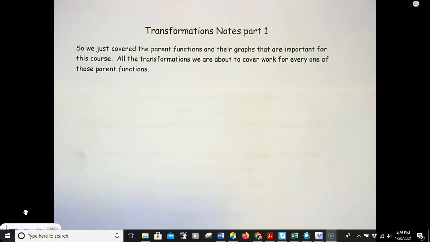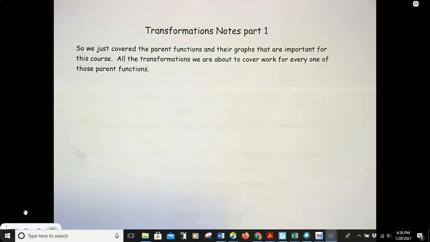All right, so you've already written down all the parent functions that are important for this class, all the parent functions and their graphs, domain and range, all the good stuff. Now, every single one of the transformations we're about to cover works for every single one of those parent functions. So every one of those functions that you did, these transformations will work for them.